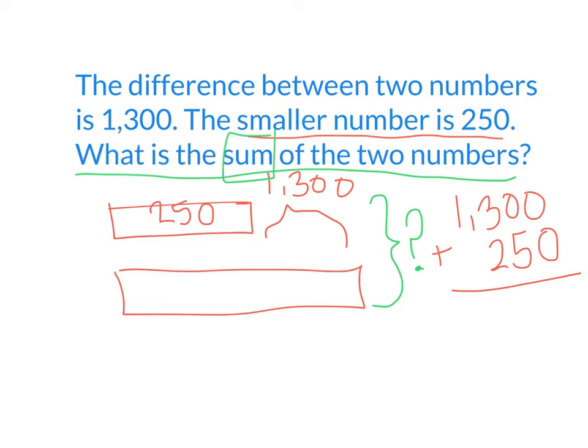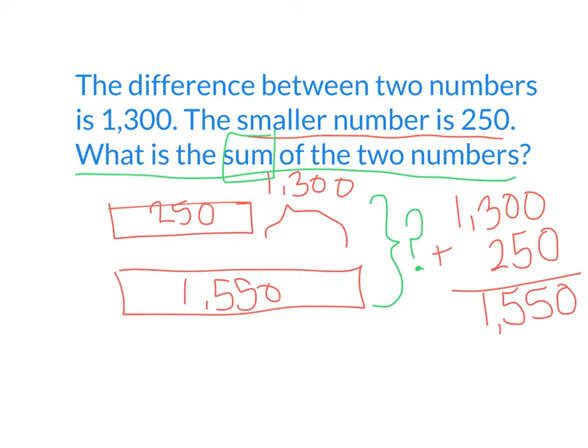All right, so let's do our addition problem. 0 plus 0 is 0. 0 plus 50 is 50. 300 plus 200 is 500. And 1,000 plus nothing is 1,000. So now we know that the bigger bar is 1,550. Do you think we're done? I want to say yes, but I feel like we're not. I don't think we answered the question, Mrs. Sexton. What do you think, Mrs. Mascari? I think we are not done.